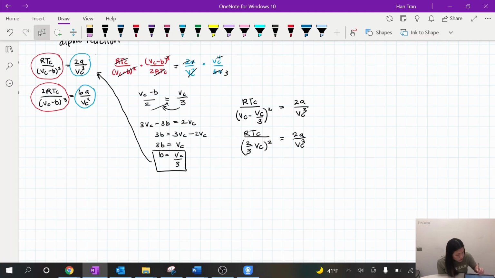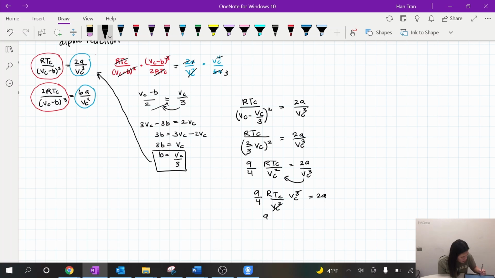And so then distributing the square, we're going to have 9/4 times the gas constant R times the critical temperature over the critical specific volume squared equals 2A over the critical specific volume cubed. And then we're going to move this over to the other side. So we're going to have 9/4 times the gas constant R times the critical temperature over the critical specific volume squared times the critical specific volume cubed. And so these will cancel, leaving us with 9/4 times the gas constant R times the critical temperature times the critical specific volume equal to 2A.